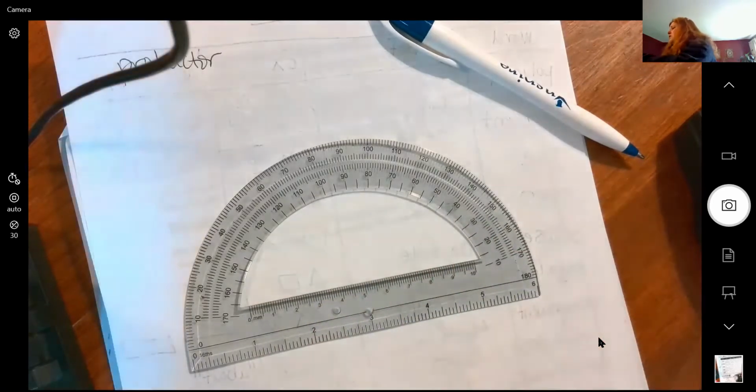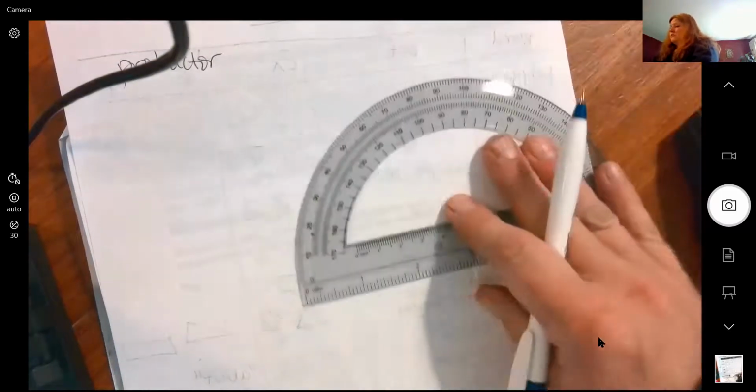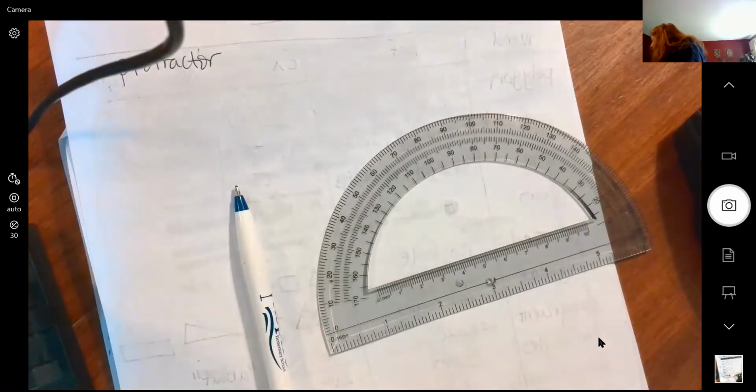All right, so let's take a couple of, find some paper. You're going to want to get some paper out too. So if you don't have any, press pause and grab some paper.